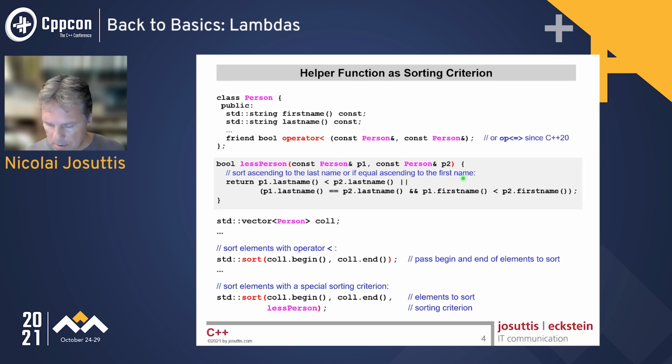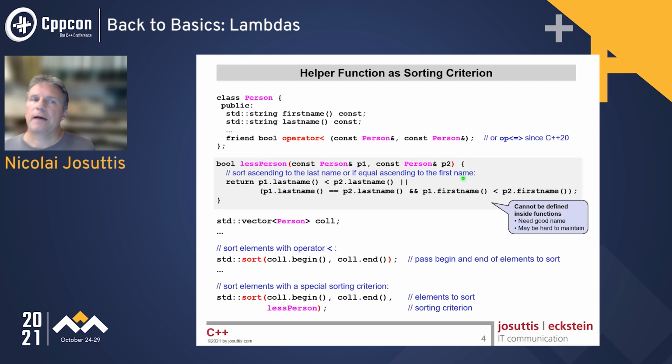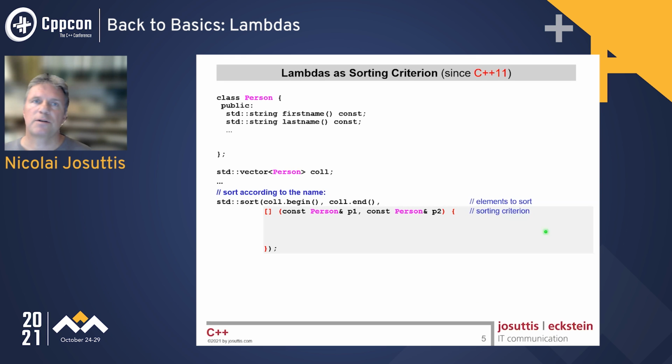The problem with this was that for this function, you could not specify the sorting criterion directly where you call sort. You have to do it somewhere else outside any function, because you cannot define functions inside other functions, which means you need a good name, and which might be a little bit tricky to maintain over time. So there were workarounds like a function object, but they were pretty complicated to use. So in C++11, we came with something different, and the different thing was Lambdas.